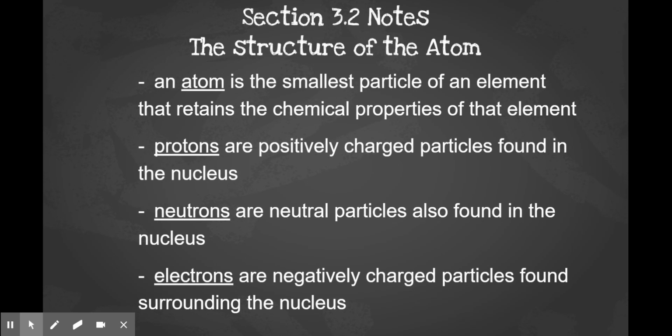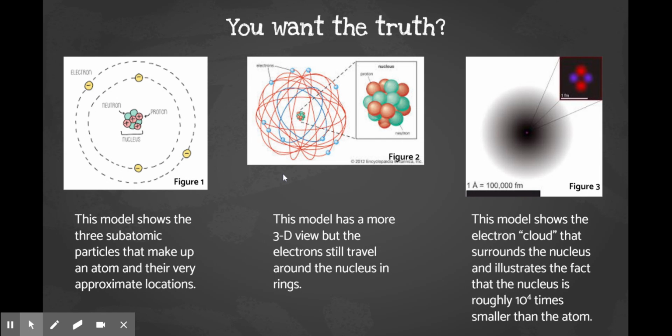Protons are the positively charged particles that are found in the nucleus. Neutrons are the neutral particles also found in the nucleus, and they're roughly the same size as the protons. Electrons are much smaller and they're negatively charged, and they're found surrounding the nucleus. We have three models of the atom.